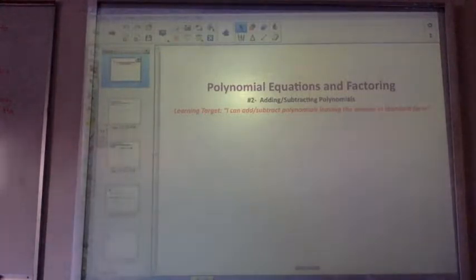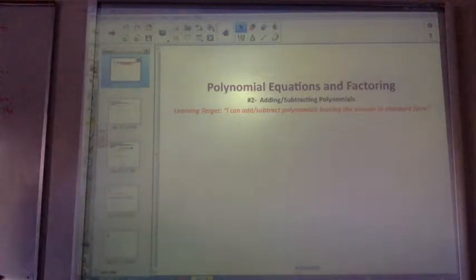Name by degree. So number 1 is constant. Number 2 is linear. Number 3 is quadratic. Number 4 is quadratic. Number 5 is cubic. Number 6 is quadratic. 7 linear. 8 cubic. 9 constant. 10 quadratic.